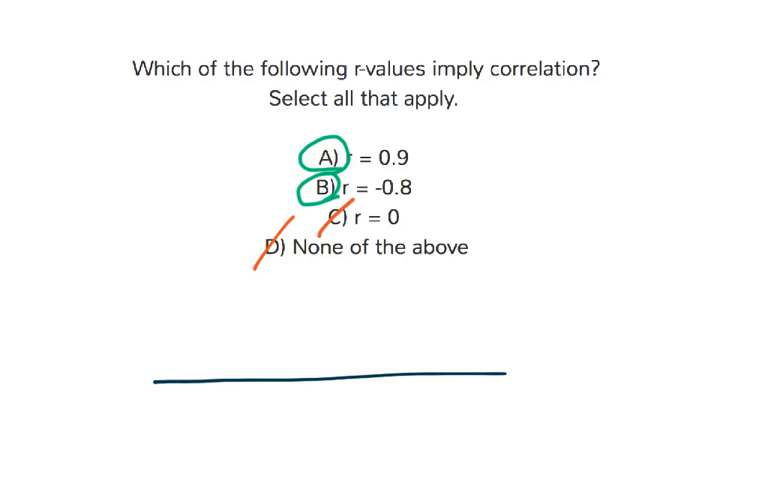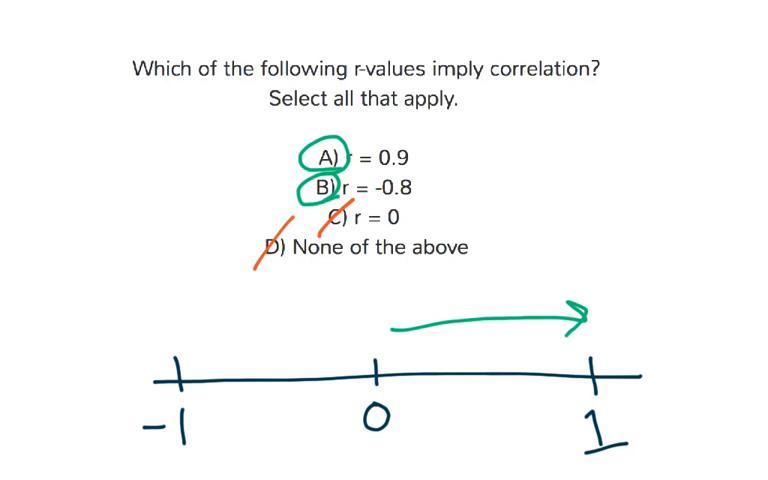If we look at this on a number line, R values or correlation coefficients range from negative 1 over here to positive 1 over here. And so we can think about it this way. The closer to 1 or the closer to negative 1, the stronger the correlation.